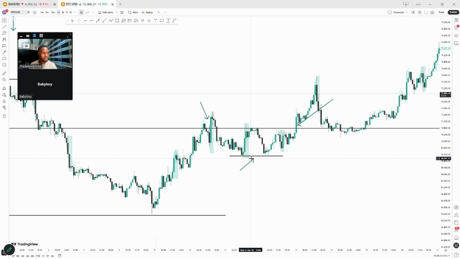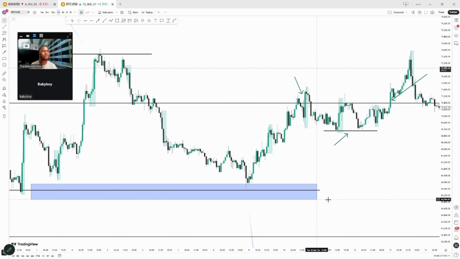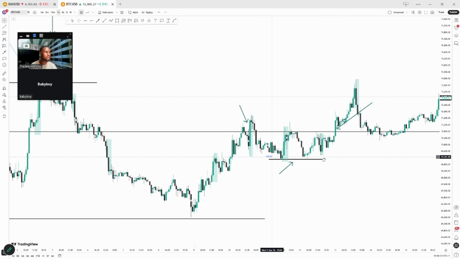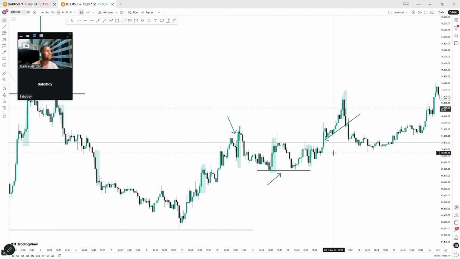So this now is the 1 hour confirmation. We already had the daily confirmation, which is this one right here. This was the 1 hour confirmation, and this was the 1 hour break, which we identify as the daily break too. You can see that the 1 hour later aligns with the daily.